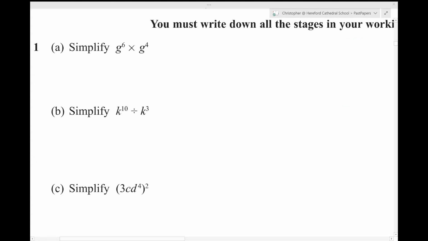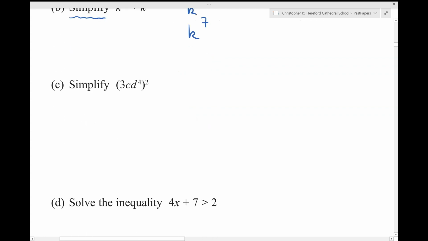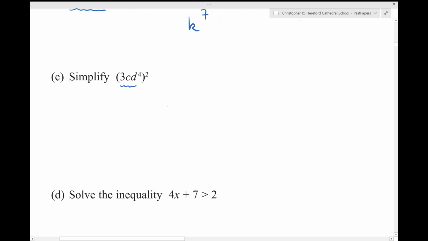Question 1. If I simplify g to the power 6 multiplied by g to the power 4, I simply add the indices, and my answer is g to the power of 10. Simplifying this expression, when I divide, I subtract the indices, so that's going to be k to the power of 10 minus 3. So the answer is k to the power of 7. Now this one is something squared, so it's the something multiplied by itself. So that's going to be 3 times 3 is 9, c times c is c squared, and d to the 4 times d to the 4 is d to the power of 8.